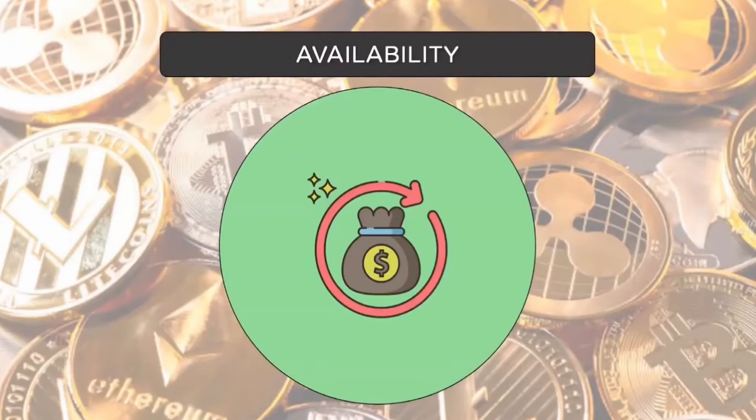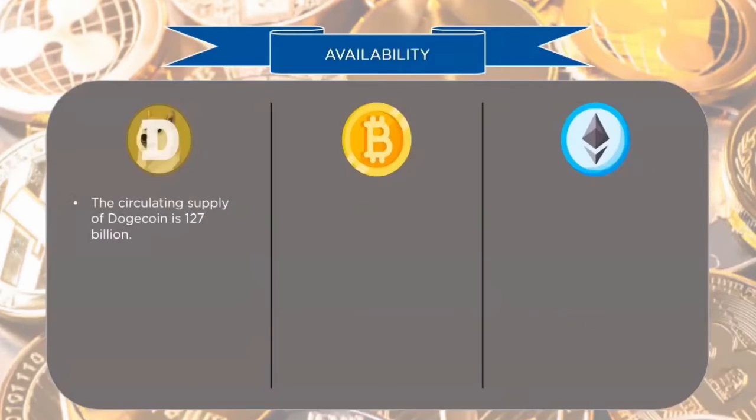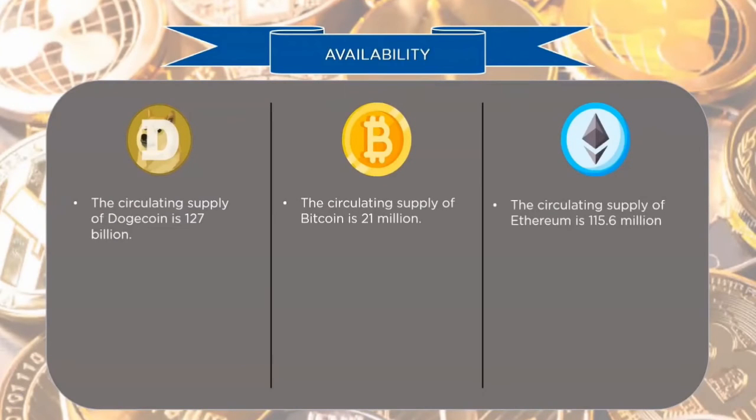Now we have reached the last comparison of Dogecoin, Bitcoin, and Ethereum, which is availability. The circulating supply of Dogecoin is 127 billion. Bitcoin, very low as compared to Dogecoin, is just 21 million in circulation. Ethereum, on the other hand, is said to be unlimited, but till today, the circulating supply of Ethereum is 115.6 million. Till today, 113 billion Dogecoin has already been mined.